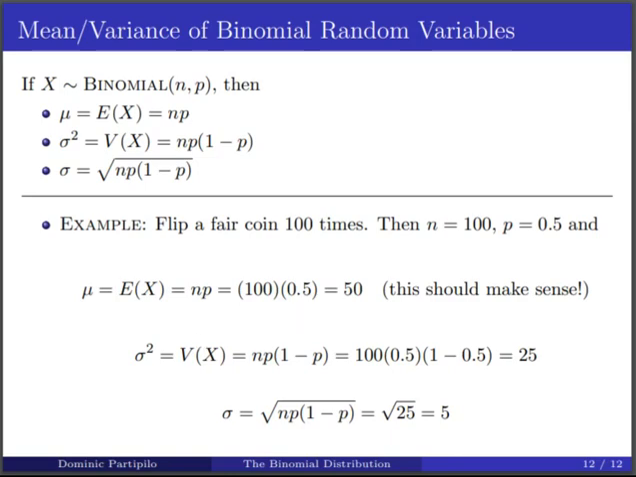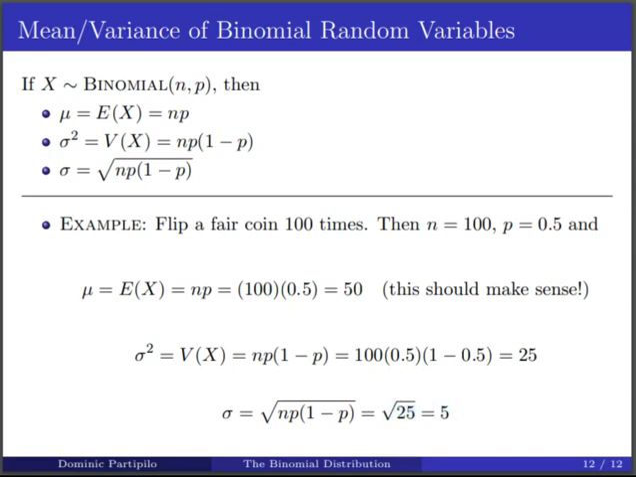And then the variance is going to be n times p times 1 minus p. So that's going to be 100 times 0.5 times 1 minus 0.5. So this is just going to be 100 times 0.5 times 0.5, and we're going to get 25 for our variance. And if we wanted the standard deviation, we would take the square root of the variance. And so we would just be taking the square root of 25, and that's just going to be 5.